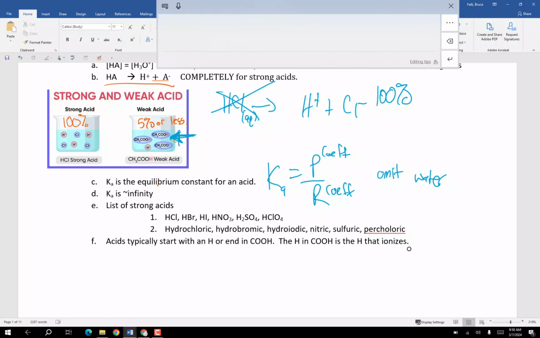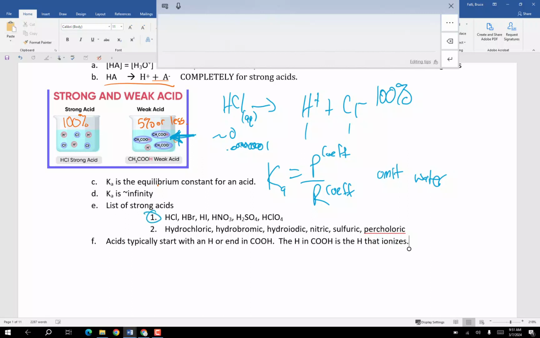Ka is close to infinity because remember, if it's a strong acid, my reactants, remember how I crossed this guy out? My reactants are really close to 0. And these products are really close to, let's say if I did 1 molar, 1 molar, 1 molar, right? And this would be 0.0000000000001, right? And divide by that, and it approaches infinity.